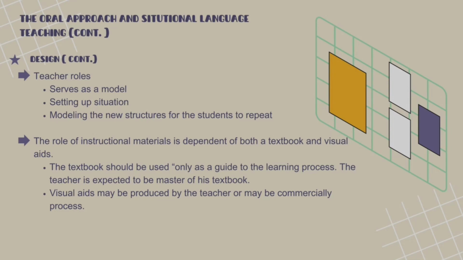The role of instructional materials: it depends on both a textbook and visual aids. The textbook should be used only as a guide to the learning process. The teacher is expected to be master of his textbook. Visual aids may be produced by the teacher or may be commercially produced.